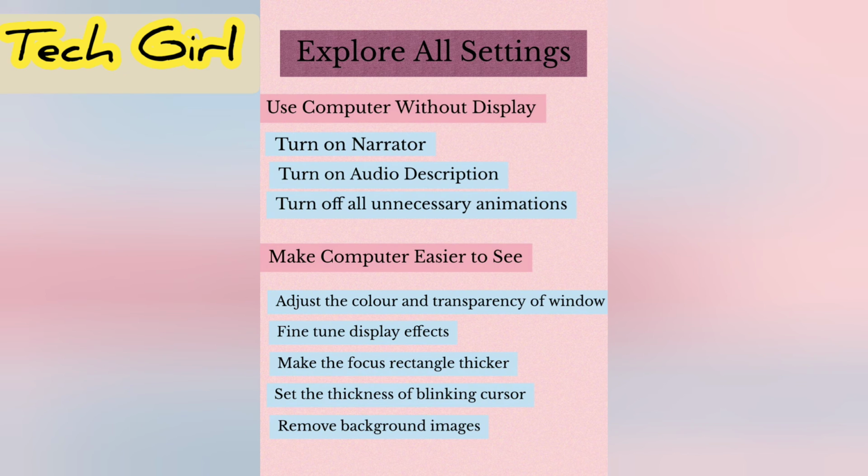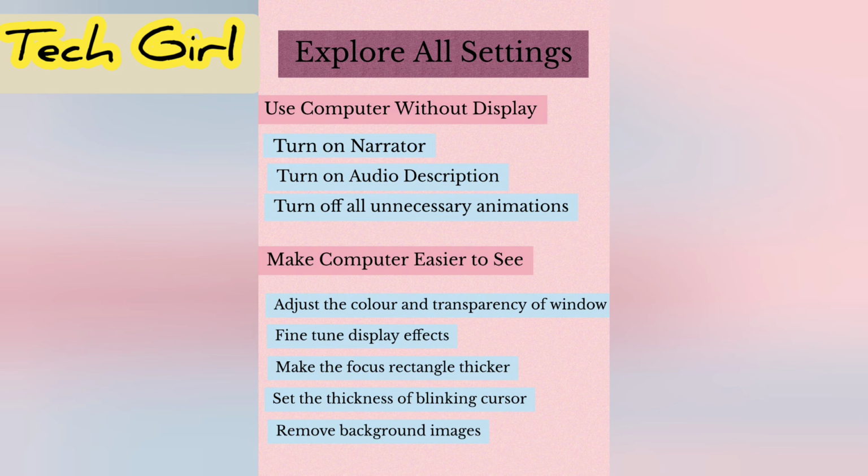It means these options are also for the person who has visual impairments, and these options will help the person to easily work with the operating system. The first one is adjust the color and transparency of the Windows border. Like we have seen, if the color is light, then the user may face a problem in using the operating system, but if the color is dark, then we can easily see the borders and we can easily work with the operating system. The next heading is fine tune display effect.